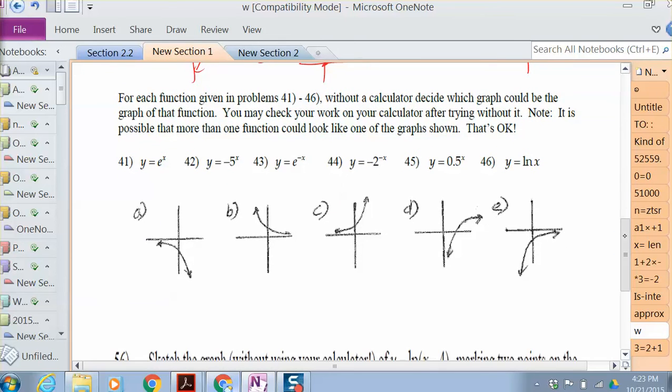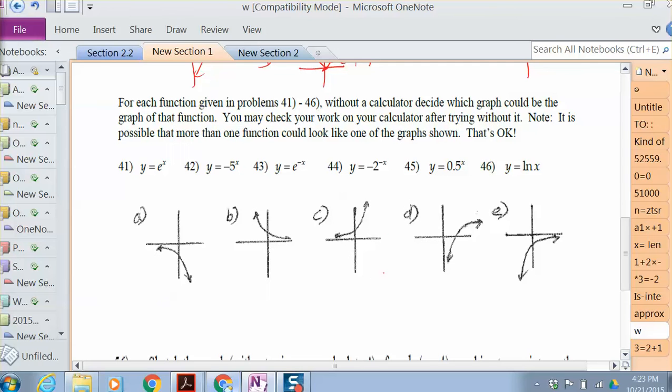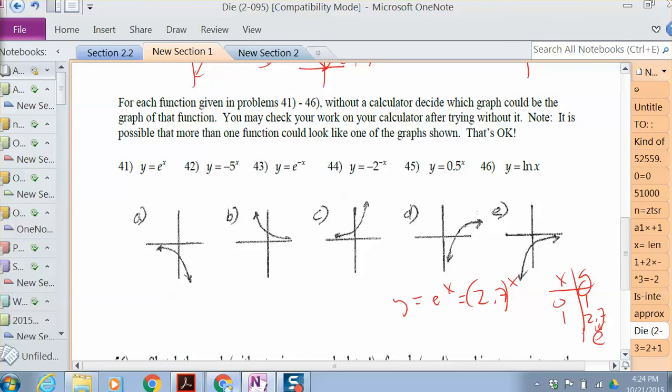Okay, these bad boys. You should know how an exponential function looks. For 41, y equals e to the x. Don't let the e freak you out. e is roughly a number that's about 2.7. If you make a quick table, x is 0, y is 1; x is 1, y is 2.7, or just e. So it would look kind of like this. And it's something that increases very quickly and has a horizontal asymptote at y equals 0. So clearly, c goes to 41.